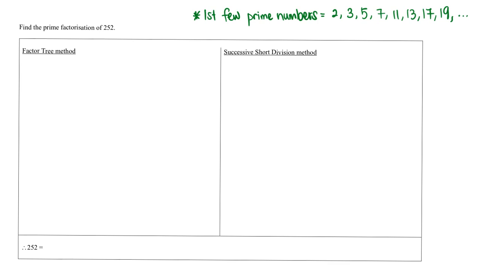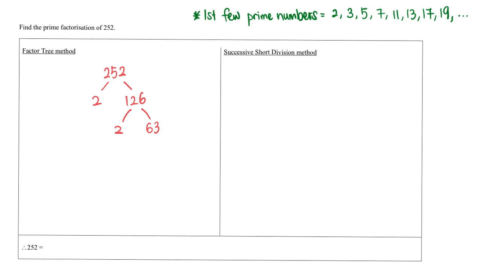Alright, so the factor tree method. When we do prime factorization, if you look at the top of the screen, you will see that I have already listed the first few prime numbers, and we always start with the smallest, 2. 252 divided by 2 will give me 126. It is an even number, meaning I still can divide by 2, and that will give me 63. It can no longer be divided by 2.